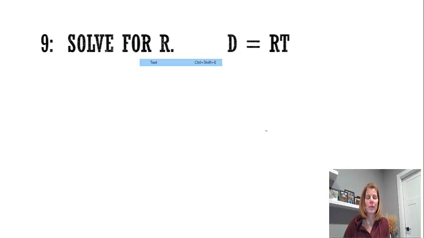Alrighty, your turn. Okay, so if we have solving for R, we have D equals RT. So I'm just going to give you a minute. You try it, see how you do, and come on back.